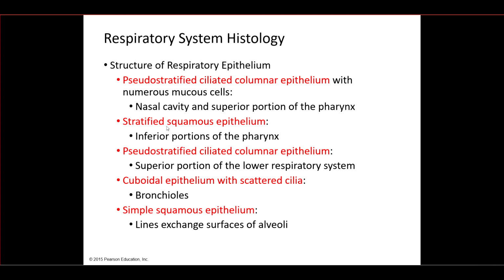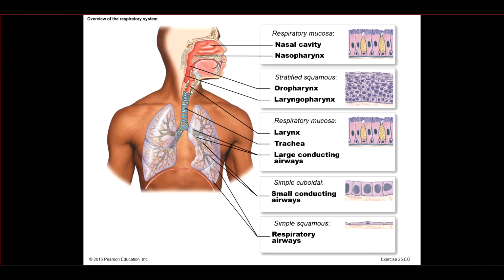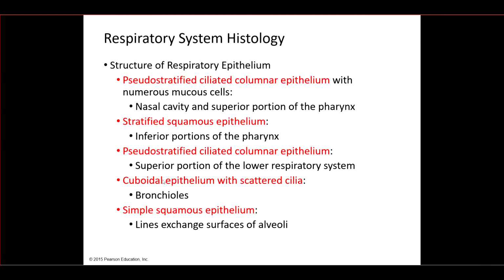Once we get past the throat, we then go back to being pseudostratified columnar epithelium with cilia. Things like the trachea we're going to learn, the bronchi, right? All of these tubes in here that we're going to learn, they are going to be predominantly pseudostratified columnar epithelium. Now, as we get closer to the air sacs, then the tubes become smaller and smaller. They start to become cuboidal.